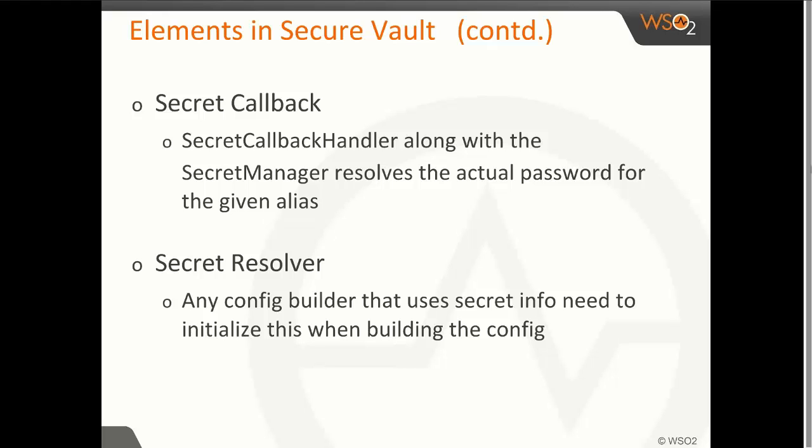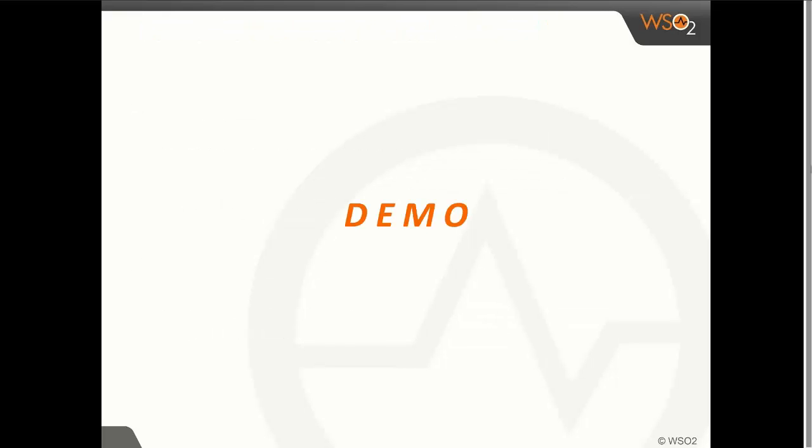Finally, the secret resolver. Any configuration that uses secret information needs to initialize the secret resolver when building its own configuration. The secret resolver keeps a list of secured elements that need to be defined in the configuration with secret aliases. The Secret Resolver initializes the Secret Callback Handler class, which is defined in the configuration file. Now we will move into the demo.